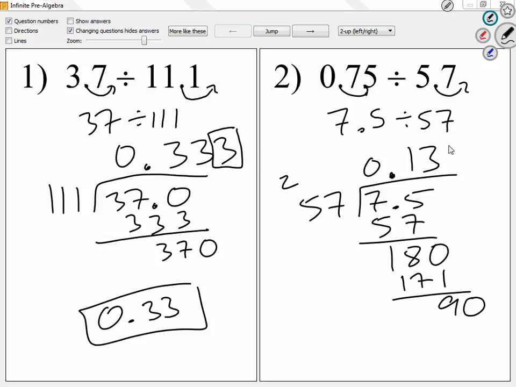57 into 90 goes in 1 time. Right, 57 times 1 is 57. Subtract this, I get 33. Right, I can continue, right? Each time to continue, just add another 0. But I'm going to stop because I already have 3 decimal numbers. Right, that's where I'm going to stop there.